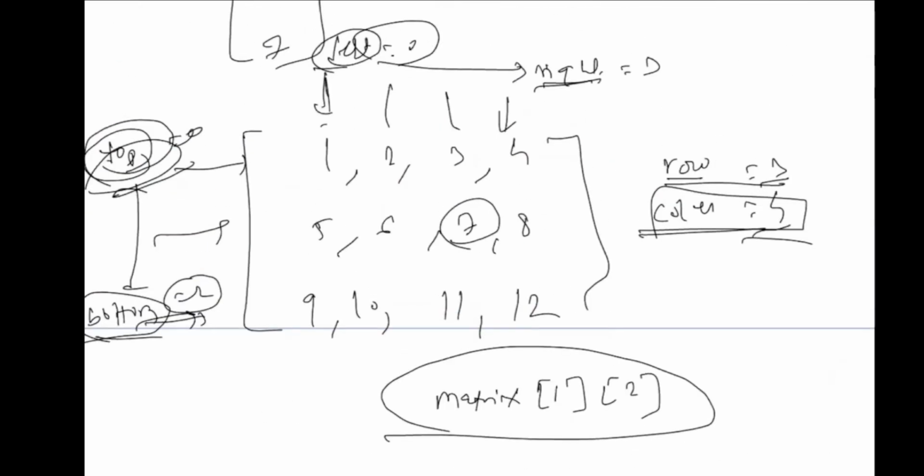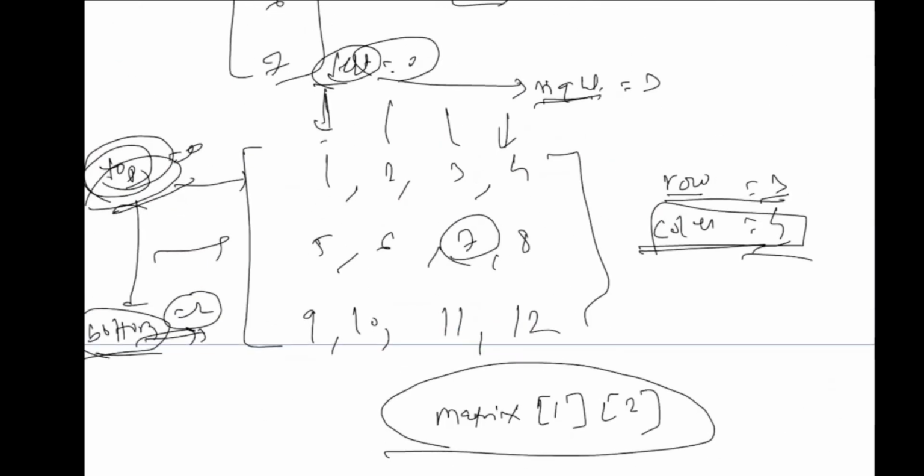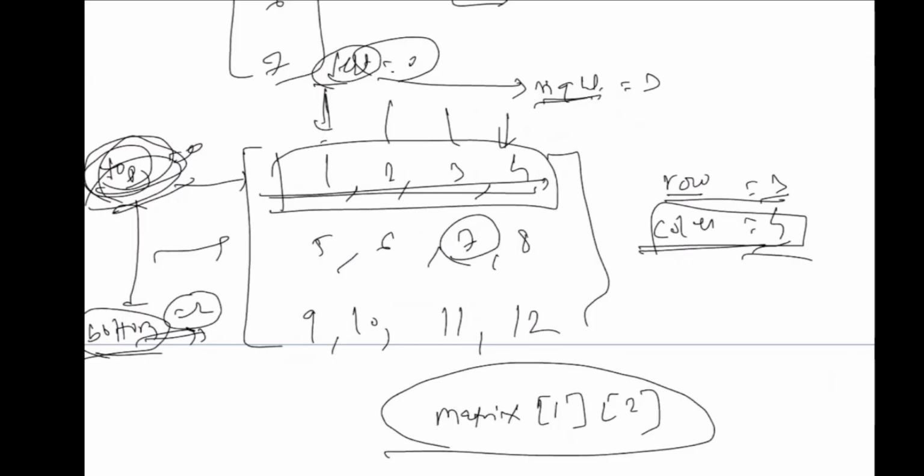Now what next? I am starting from this one. What is fixed in this? My row is fixed, but my column is continuously going to change. This is the top row. Once this is completed, because we started from the top, I should increment the top so that it goes here. Once I'm completing here, I'm completing the right column, so I should move my right to here.